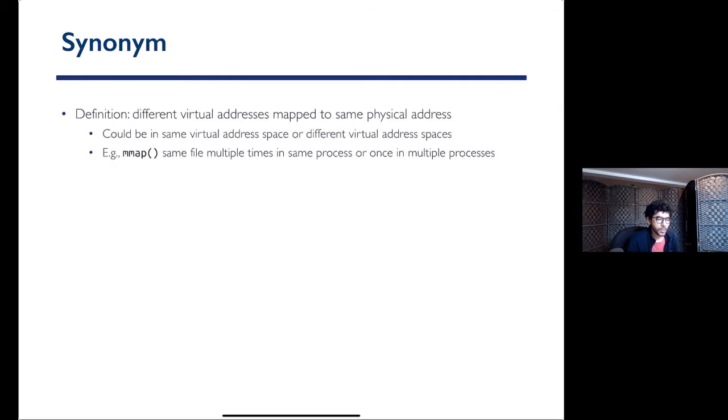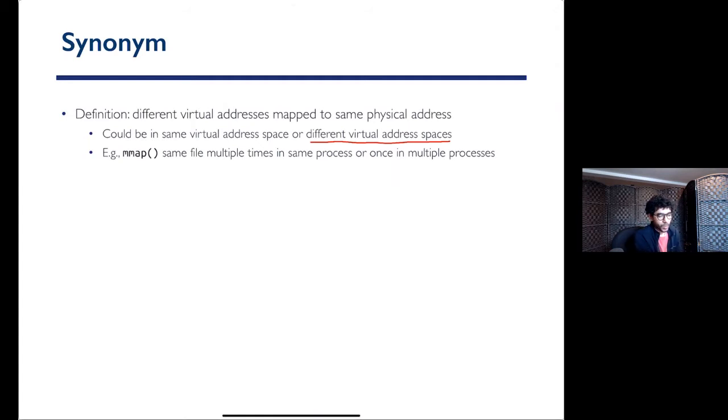The reason is that we have a synonym problem. What is a synonym problem? A synonym problem is a situation where you have two different virtual addresses mapped to the same physical address. These two different virtual addresses could be from the same process, or they could be from different processes. From different processes, this is obvious, right? Anytime you have shared memory between two processes, there is a chance that each one of them has its own virtual address range for this memory region, and both of them are mapped to the same physical memory region. So this part is kind of straightforward to understand.